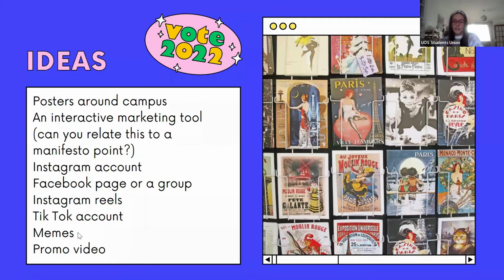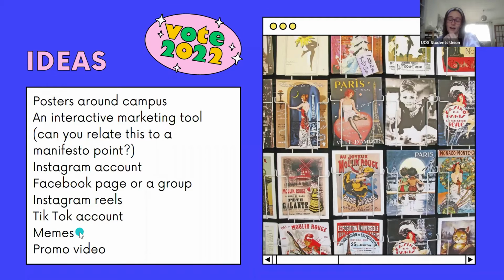Other things are an Instagram account, a Facebook group or a Facebook page. People have done either or both in some cases in the past. There are pros and cons to both of these. In the group, people can discuss more. The page is potentially visible to more people.